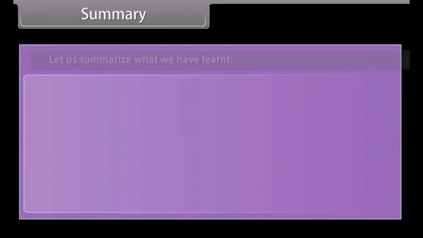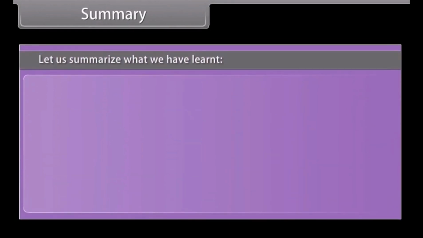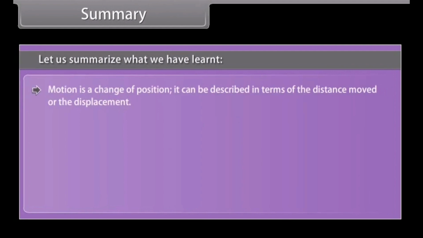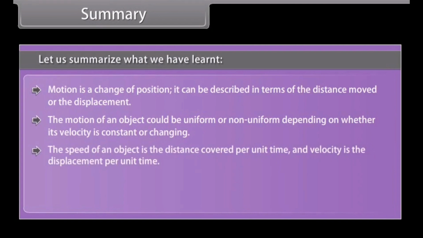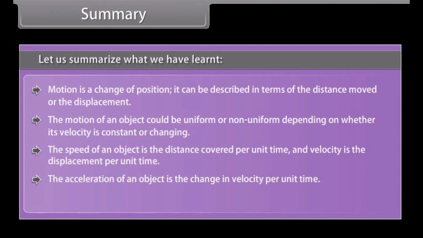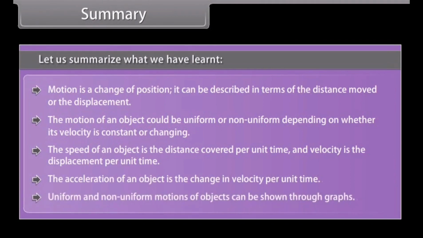Summary. Let us summarize what we have learned. Motion is a change of position. It can be described in terms of the distance moved or the displacement. The motion of an object could be uniform or non-uniform depending on whether its velocity is constant or changing. The speed of an object is the distance covered per unit time, and velocity is the displacement per unit time. The acceleration of an object is the change in velocity per unit time. Uniform and non-uniform motions of objects can be shown through graphs.